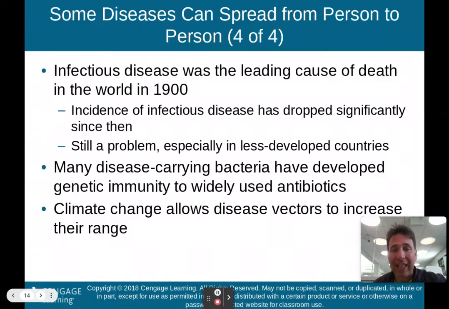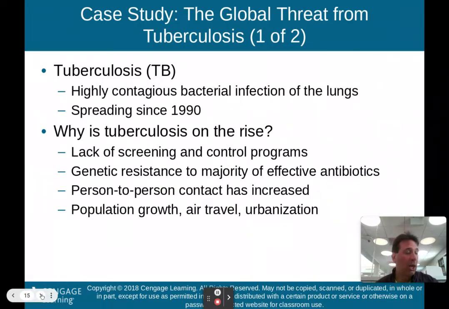Climate change will allow disease vectors, or basically what are vectors? Those are the organisms that cause disease, like bacteria, viruses, etc., to increase their range, because climate change allows that. So because of climate change, there is the chance that we are going to have more infectious disease, not less, as we go through time.